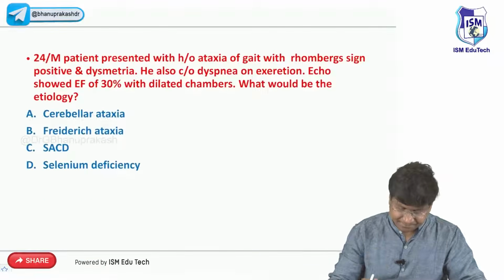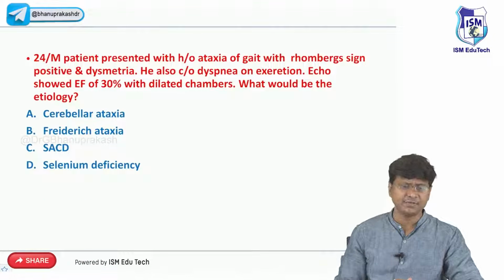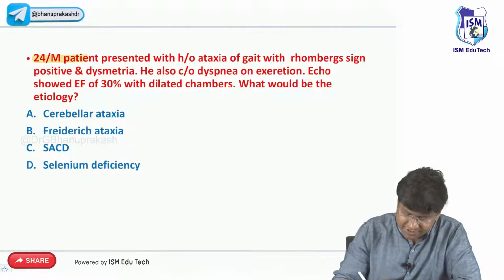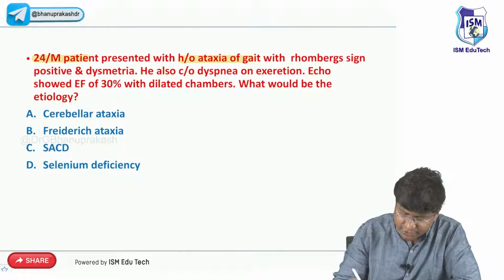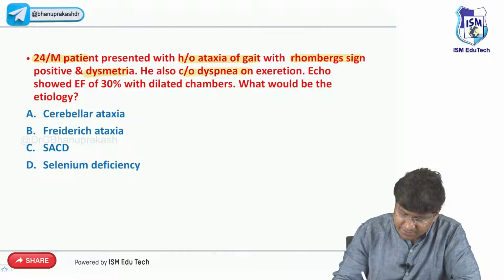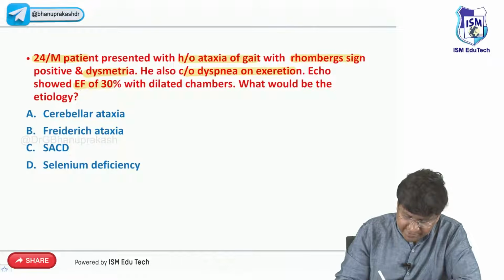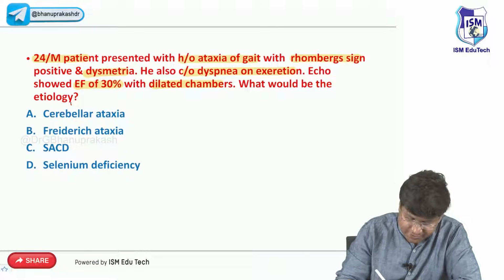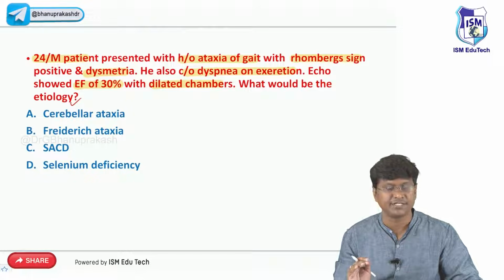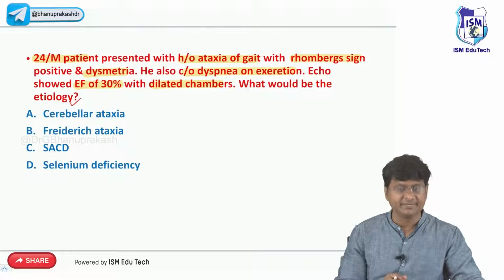Now take another scenario which is causing dilated cardiomyopathy. A 24-year-old male patient presented with history of ataxia of gait with Romberg sign positive and dysmetria. He also complains of dyspnea on exertion. Echo showed an ejection fraction of 30% with dilated chambers. What would be the likely etiology in this patient? Cerebellar ataxia, Friedreich's ataxia, subacute combined degeneration of spinal cord, or selenium deficiency?